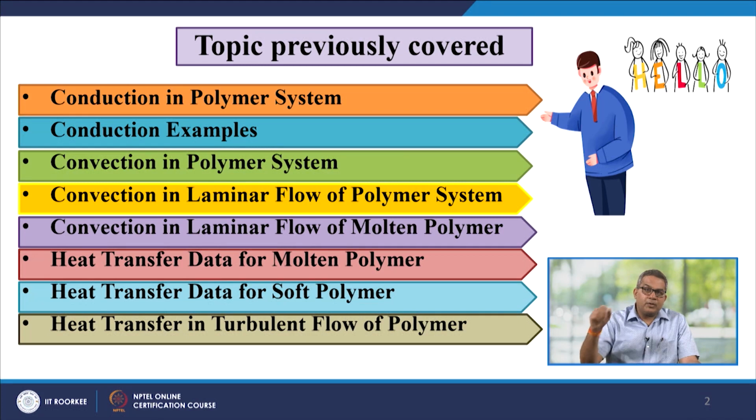We discussed conduction in polymeric systems with a couple of examples. Then we discussed convection in polymeric systems, convection in the laminar flow of molten polymers. Then we discussed the heat transfer data of molten polymers and soft polymers, then heat transfer in the turbulent flow of polymers.